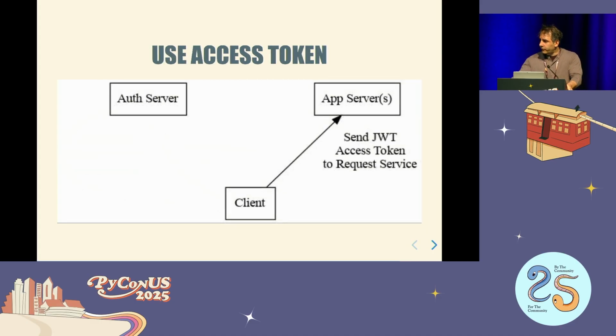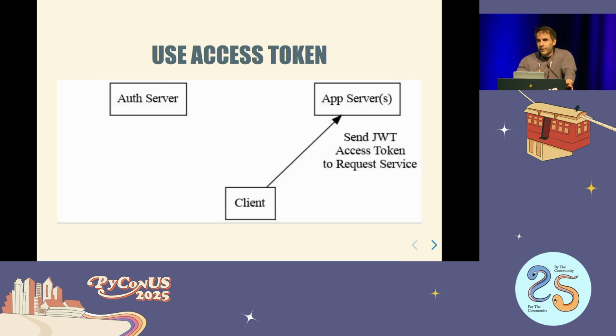It then sends the access token to the app server to request whatever service. So this part is just like before. The application server validates the signature, and then it provides service. So this is where the Flask decorators and so on would come in. Okay, so why are we doing this extra level of indirection?